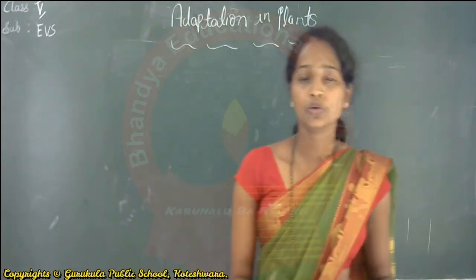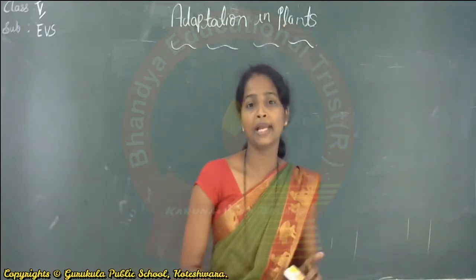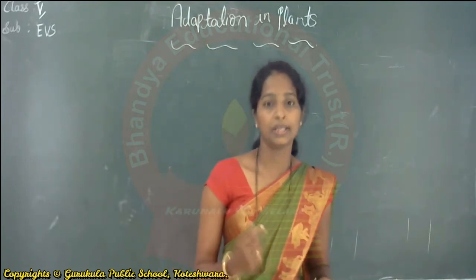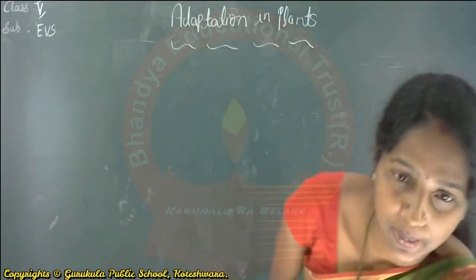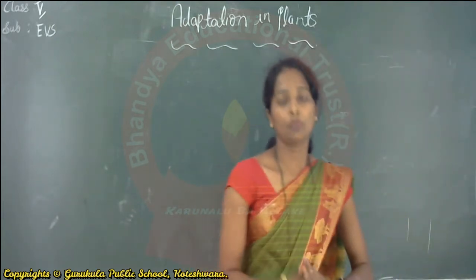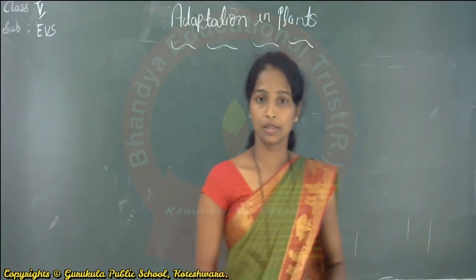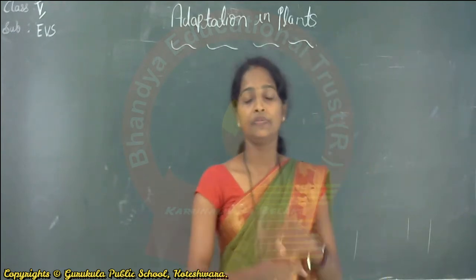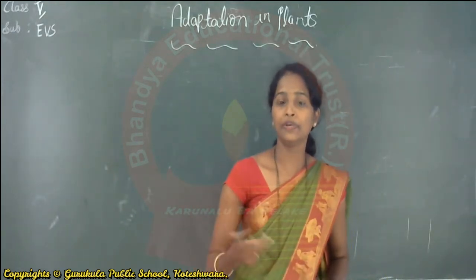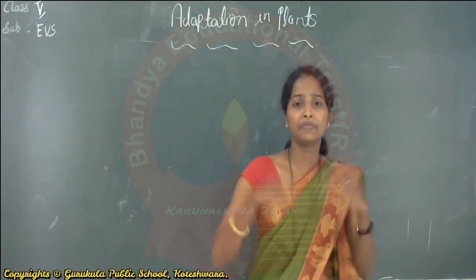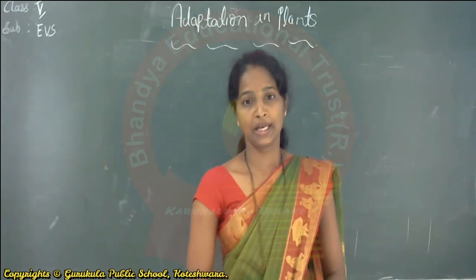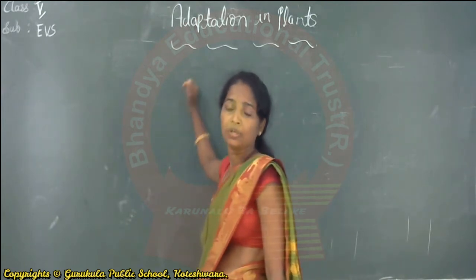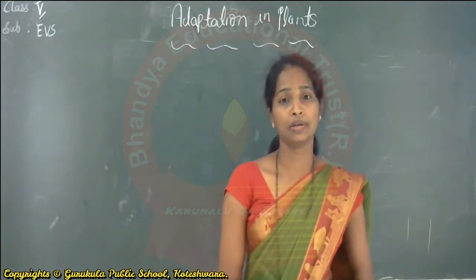Okay. I told you, children, different plants can grow in different areas. For example, the lotus plant can grow in water, and cactus plants grow in the desert. So in different areas or places, we can see different types of plants. Why? Because of their adaptation. What is adaptation?